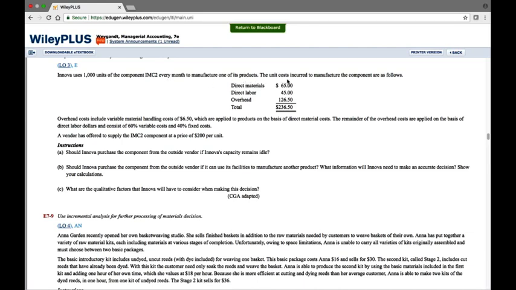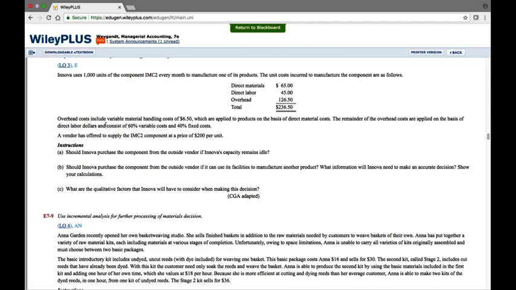product. The unit costs incurred to manufacture the component are as follows. Material is $65 per unit, labor is $45, and overhead is $126.50 for a total of $236.50. This overhead over here is combined fixed and variable, and we need to sort that out. That's what's different in this problem.